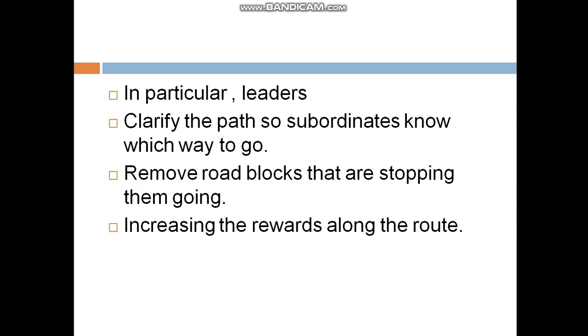The variation in this approach depends on the situation, including the followers' capability and motivation, as well as the difficulty of the job and other factors. This is about the path goal theory.